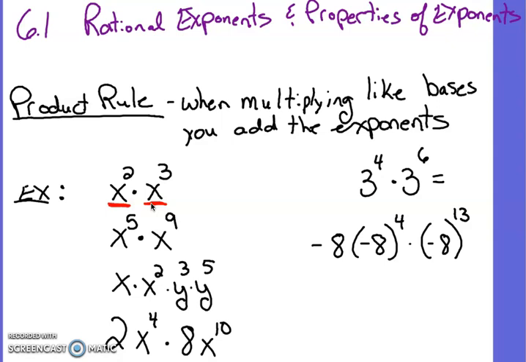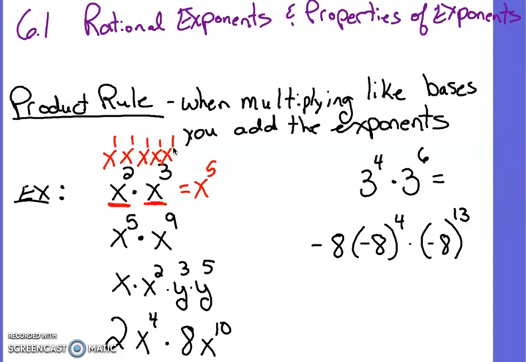Let me explain, the answer is x to the fifth. Notice the base does not change. But let me explain why this rule actually takes place. x squared literally means x times x. x cubed literally means x times x times x. And notice I have 5 x's: 1, 2, 3, 4, 5. So the rule works, and the quick way to do it is to simply add them.